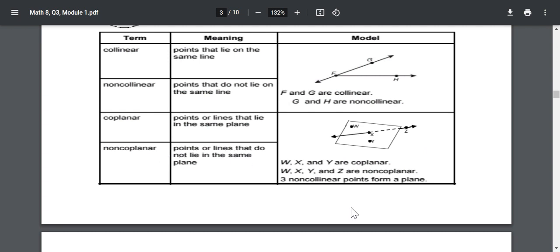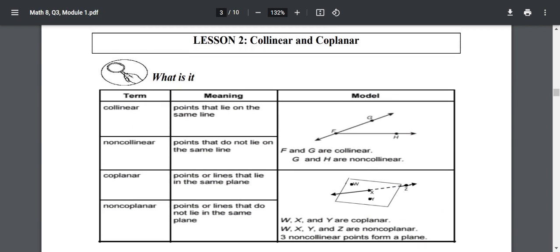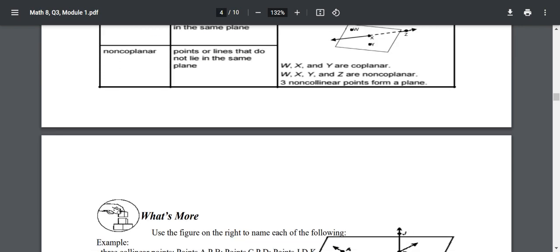3 non-collinear points form a plane. So ang tulo kuno ka non-collinear points kaning W, X, Y, Z, di ba dili man sila collinear kay wala man sila nagline. They form a plane. So kung collinear ni nga mga line maka-form mga points, maka-form siya line. But if dili sila collinear, maka-form sila og plane. So those are collinear and coplanar.